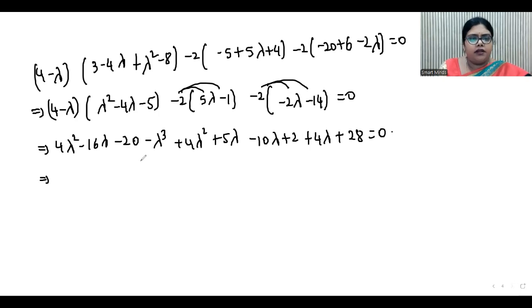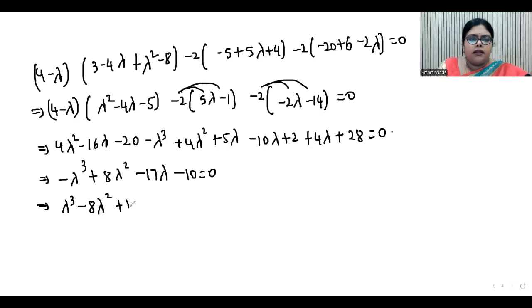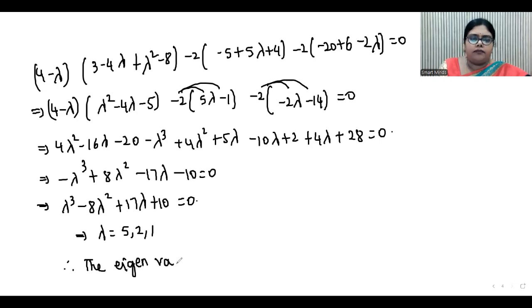Now we will simplify the terms. So you will get minus lambda cube plus 8 lambda square minus 17 lambda minus 10. Always make sure first term should be positive. So we take minus common. Lambda cube minus 8 lambda square plus 17 lambda plus 10 equals to 0. Now if you use scientific calculator to solve this cubic equation, you will get lambda is equal to 5, 2 and 1. So therefore you can say that the eigenvalues are 5, 2 and 1.